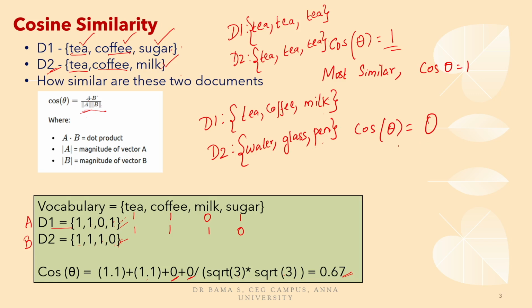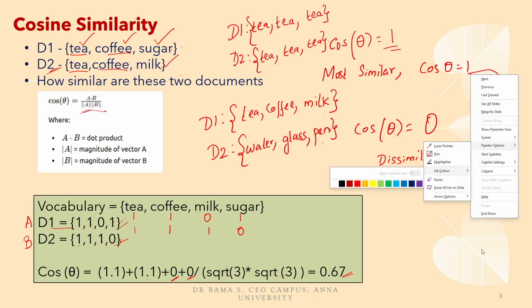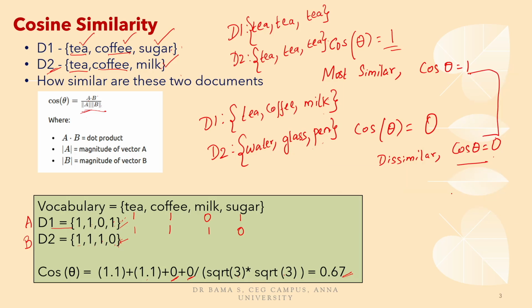So, when it is dissimilar, cos theta is going to be 0. So, the value is going to run between 0 and 1, where towards 1 it is most similar and towards 0 it is least similar. So, this is a part that we have to understand, and this cosine similarity is used in multiple cases. Let us see a few places where this is being used.